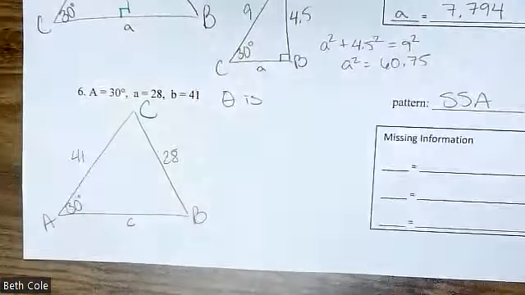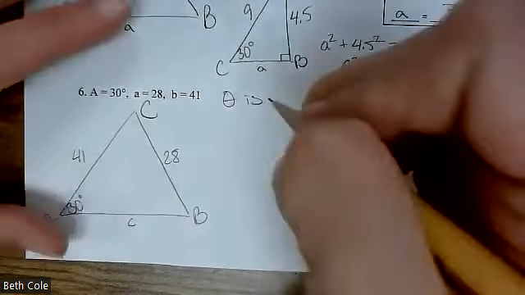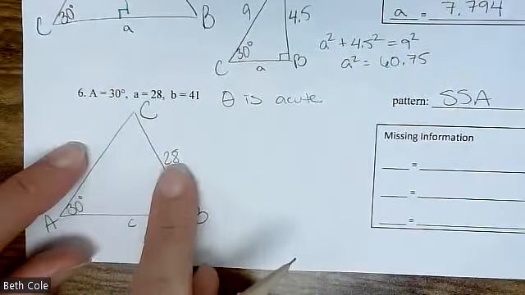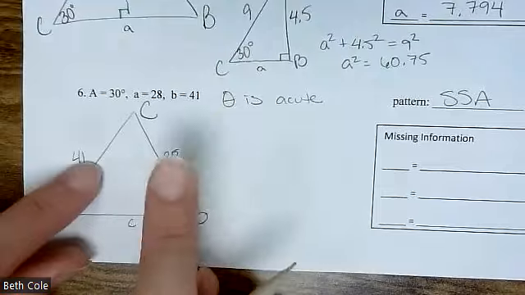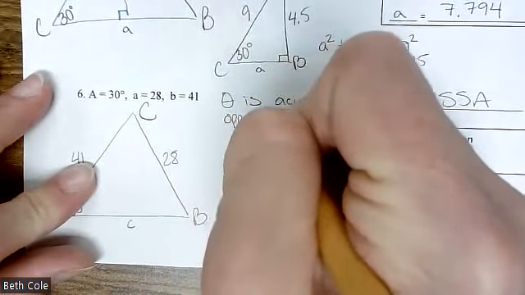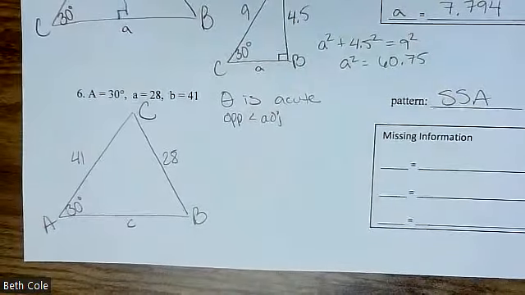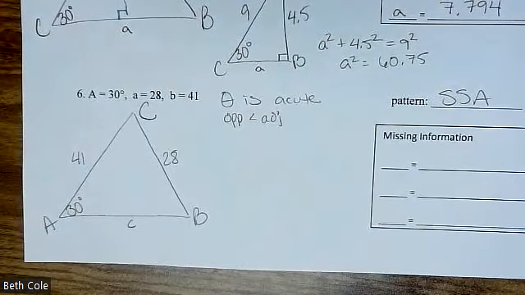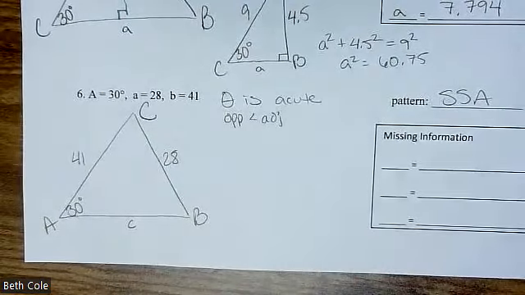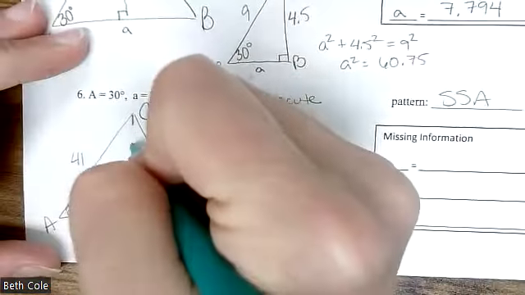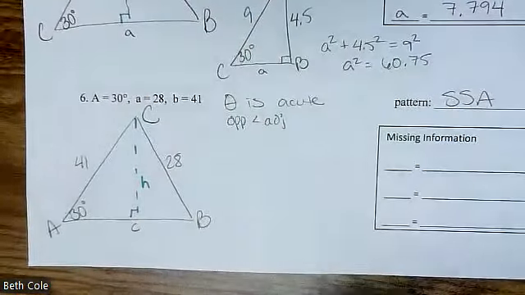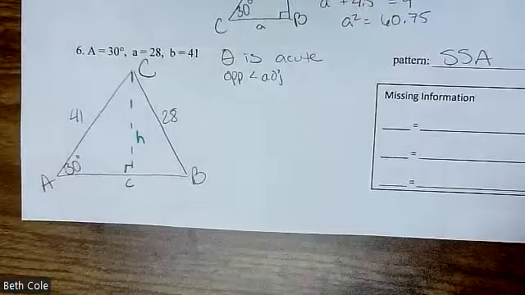Theta is what? Acute. Good. Opposite is what compared to adjacent? Less than. Womp womp. That's a bummer because then you have to do more work. If it was obtuse, you'd be done. But for acute, you drop down this height and find the height. How would you set that up? It's the same every single time. It's very repetitious.